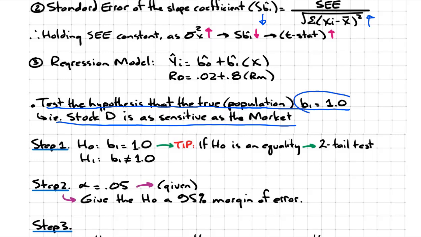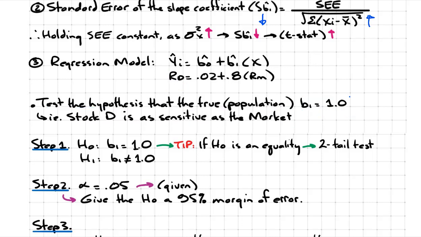Because remember what beta equaling 1 implies. It means that if the B1 was 1, it would mean that if the markets went up by 10%, this would go up by 10%. On the other hand, if the markets drop by 10%, then the stock return would drop by 10%. So that's what B1 means. It means that stock D is as sensitive as the market itself.